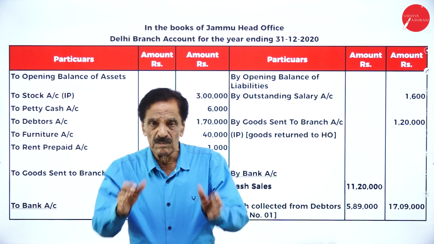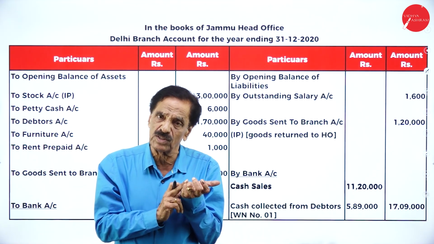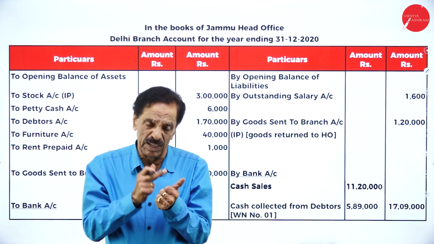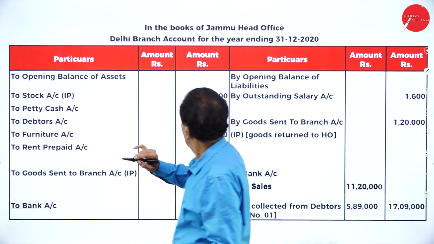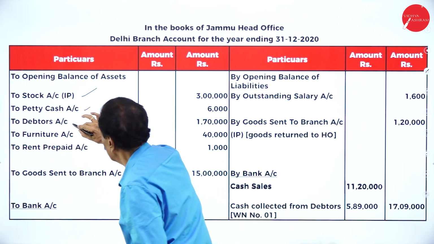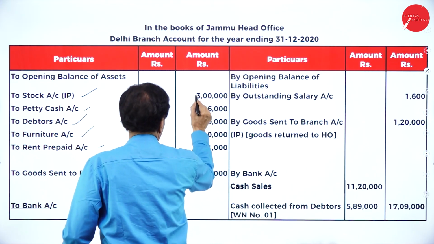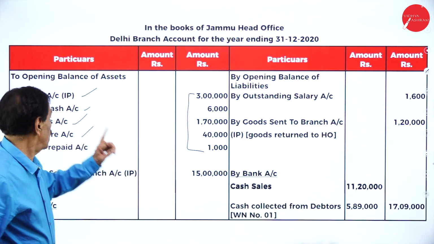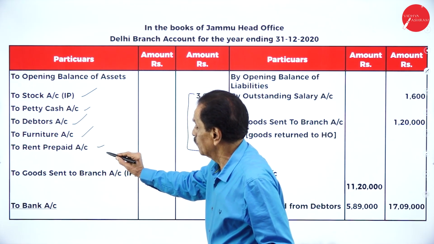The problem always starts with the opening balance of assets. What are the opening balances of assets? One is the stock, one is the debtor, one is the petty cash, one is the furniture, and one is any prepaid. Opening stock at invoice price, opening petty cash, opening debtor, opening furniture, opening prepaid. These are all the opening balances.